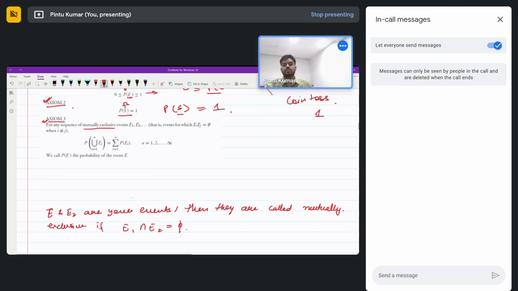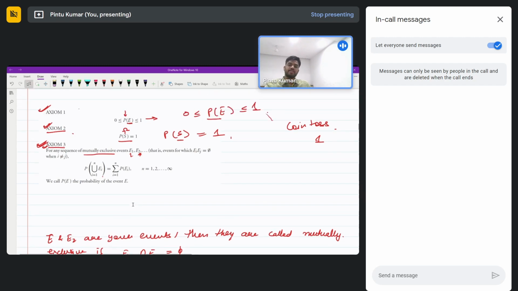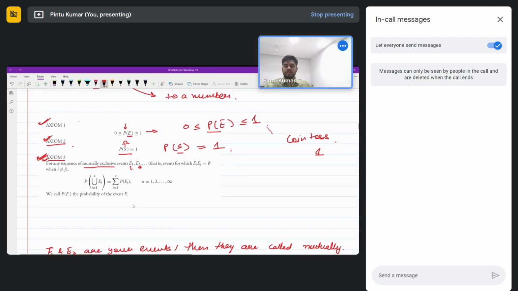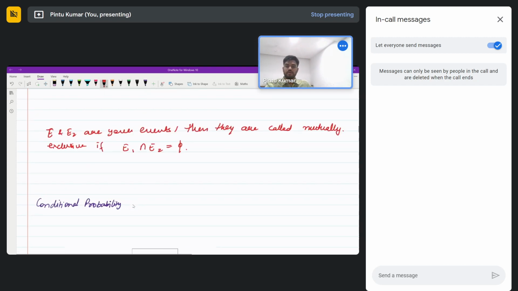Okay. So if you have some finite number, even a countable number, of mutually exclusive events, then the probability of their union is nothing but the sum of their probabilities. So this is the third property that this probability function should satisfy. Okay. So if any function is satisfying these three axioms, then that is known as a probability function.